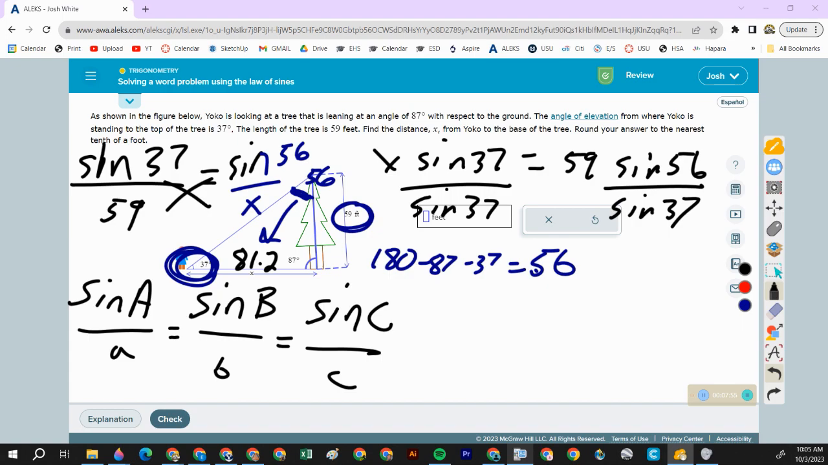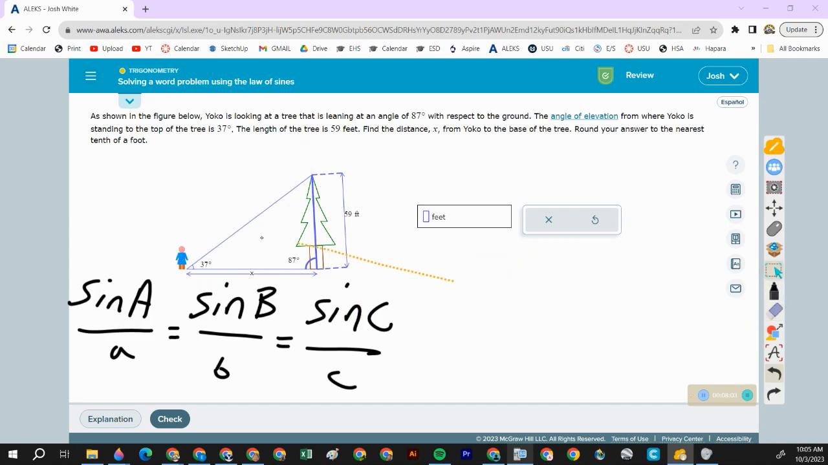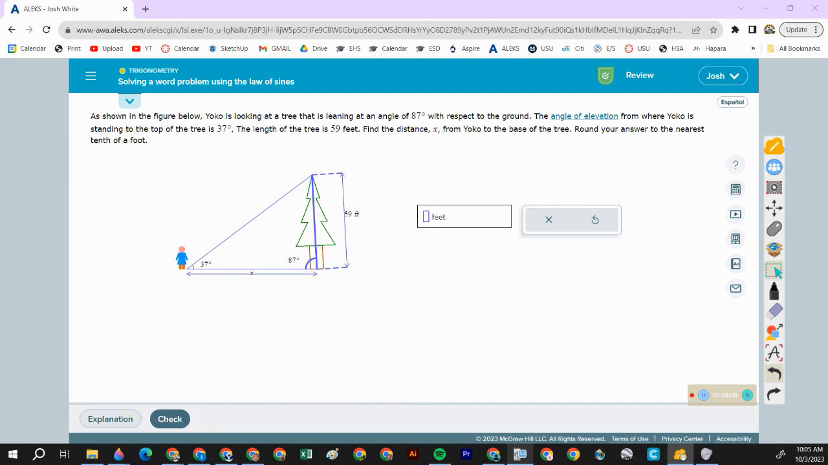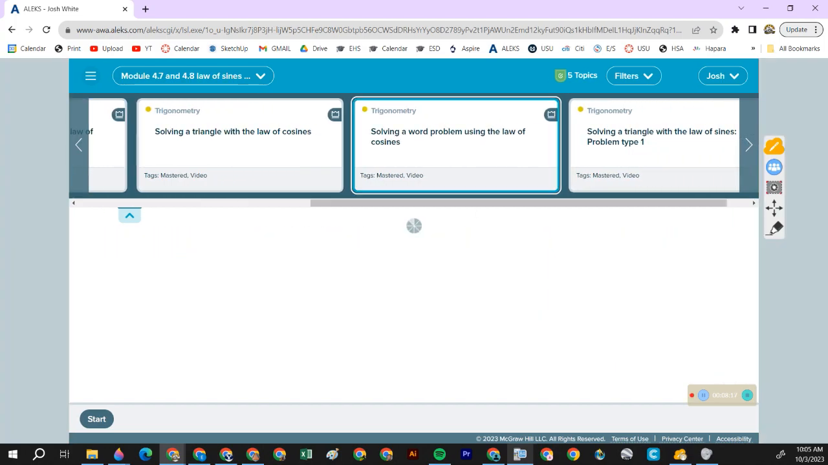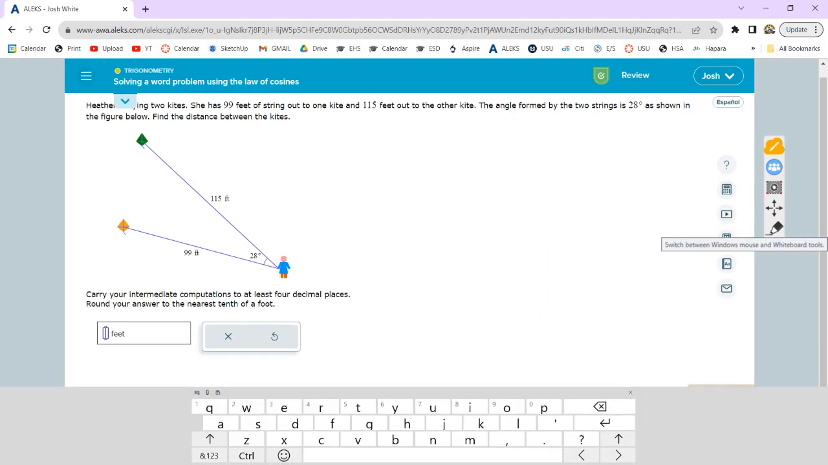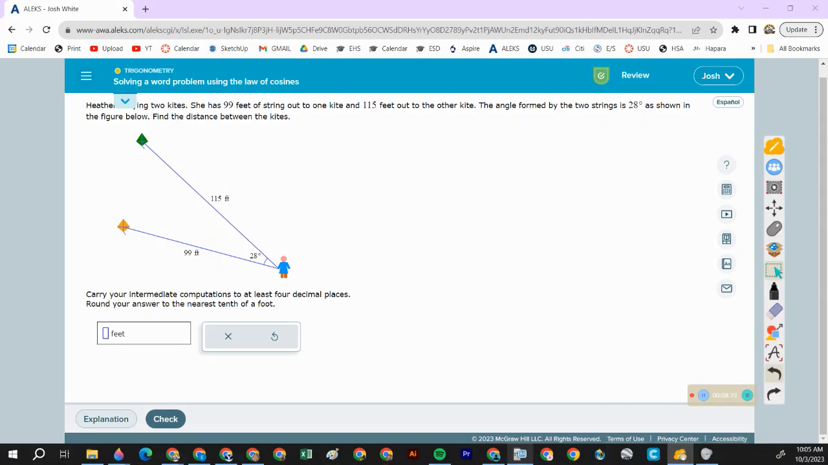All right. Now let's look at the law of cosines. All right. Here is the law of cosines. A squared plus b squared minus 2ab times the cosine of angle C is equal to c squared.